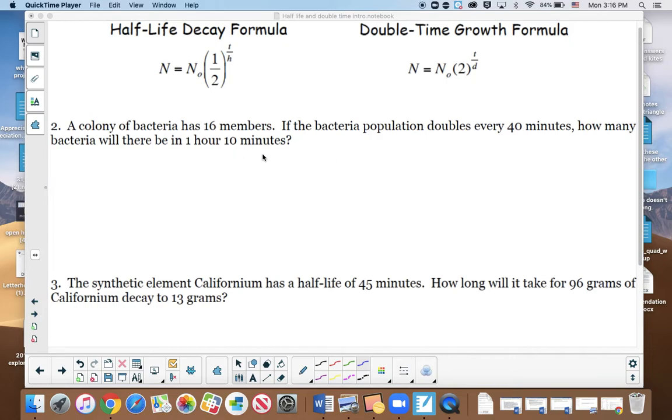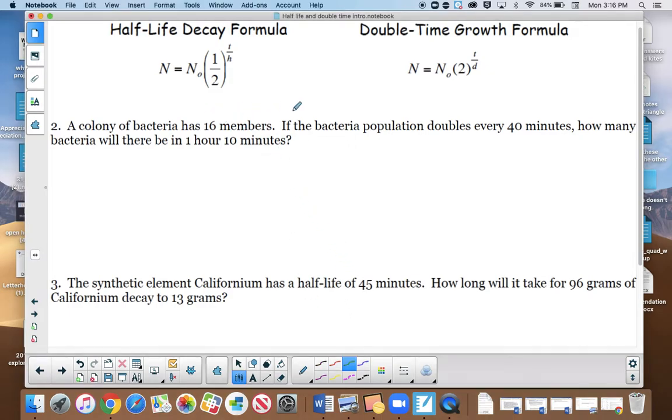For these next two, we have a couple more examples here. A colony of bacteria has 16 members. So if the population doubles every 40 minutes, how many bacteria will there be in 1 hour, 10 minutes? First of all, if we're looking at, in this case, minutes, so let's make sure we have this in minutes. So an hour and 10 minutes would be 70 minutes.